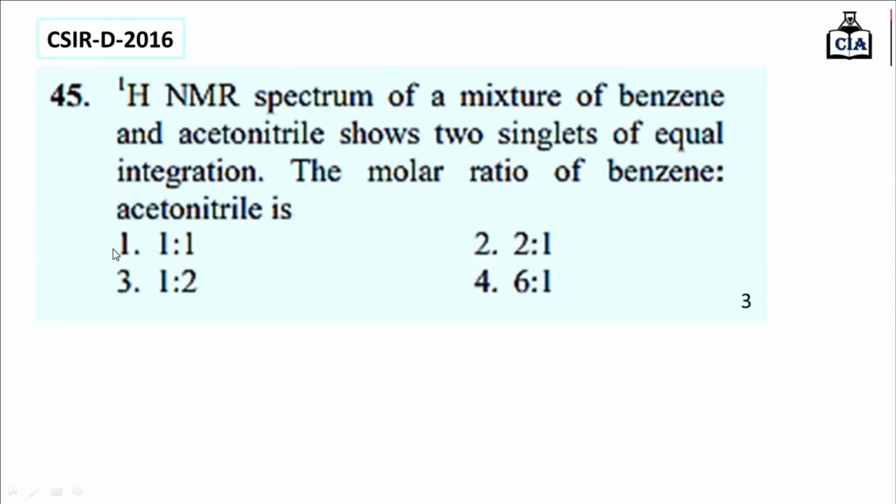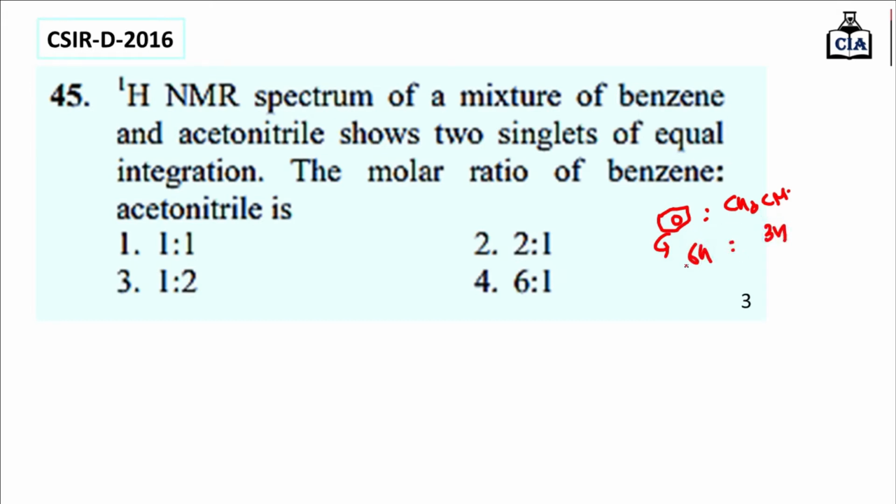Now next question from the CSIR December 2016. So in this question we have to find out the molar ratio of benzene to acetonitrile. This implies at which ratio the benzene and acetonitrile will give the same number of protons. Okay, so this acetonitrile has a total of 3 protons and benzene has a total of 6 protons.